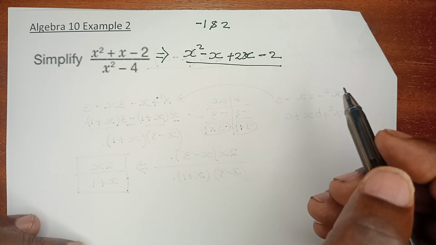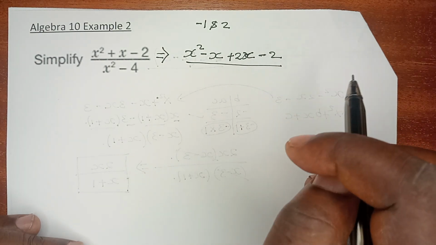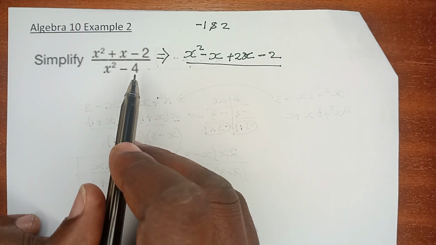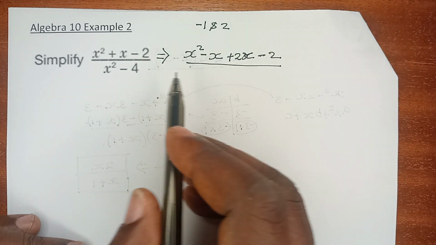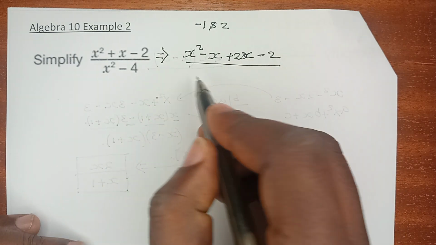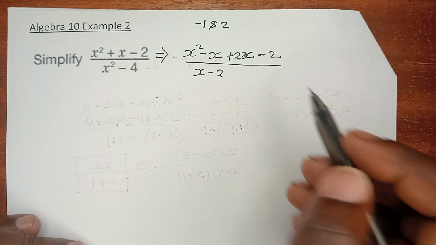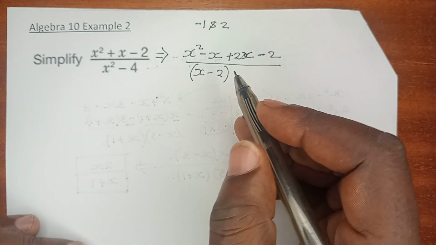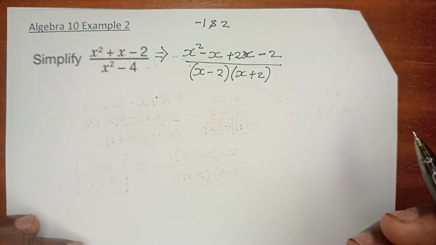The denominator, if you look at it carefully, is a difference between two squares. We have x squared, which is a square, and we have 4, which is a square. Difference between two squares, we have seen this before, so we just have x minus 2, the square root of each term, with one sign which is subtraction, and the other one is x plus 2.